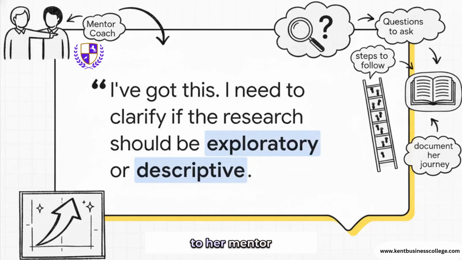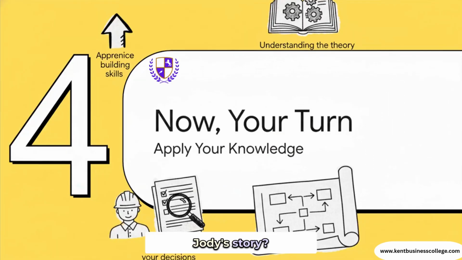And just look at the change. After talking to her mentor and her coach, Jody isn't overwhelmed anymore. She has a clear plan of attack. She knows her very first step is to go back to Riedel and clarify. Do we need exploratory research to understand the why, or descriptive research to measure the how many? She's got the right questions, the right process, and the right plan to prove it. She's got this.